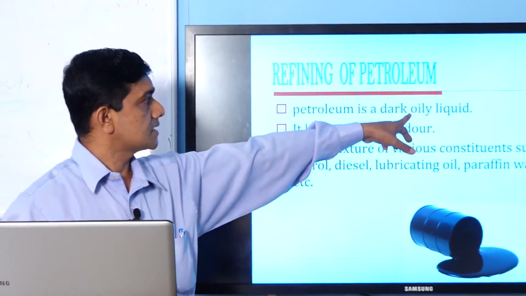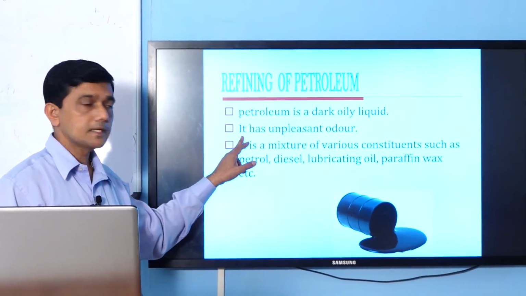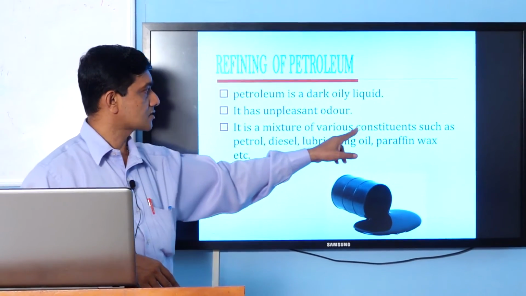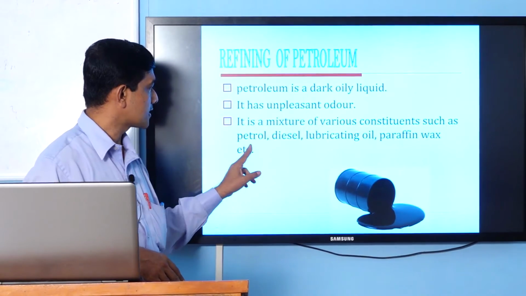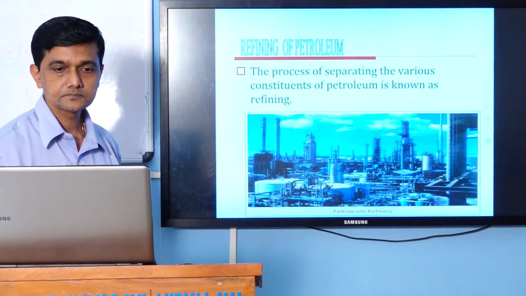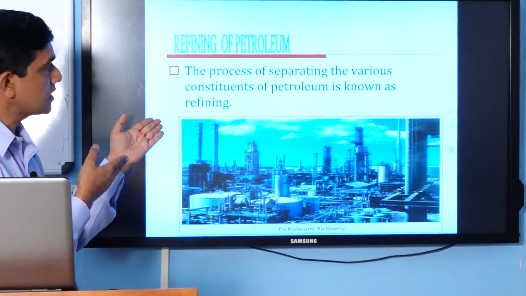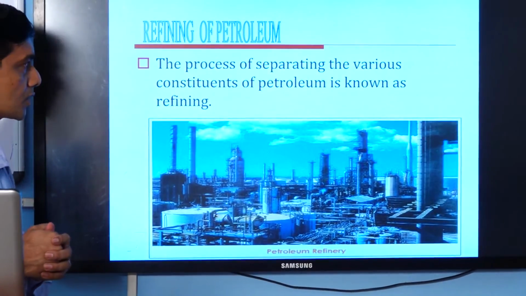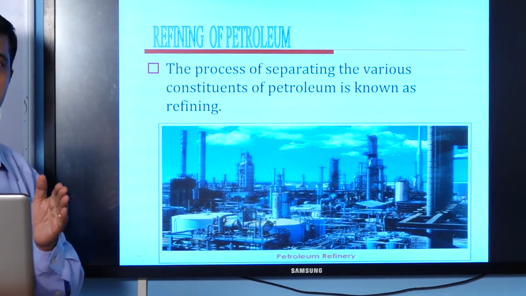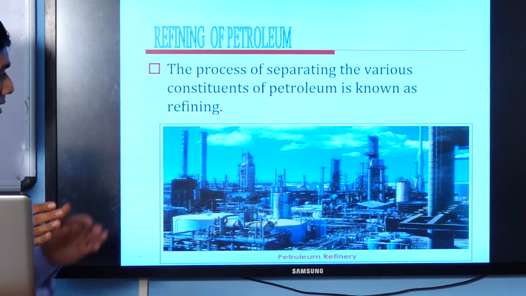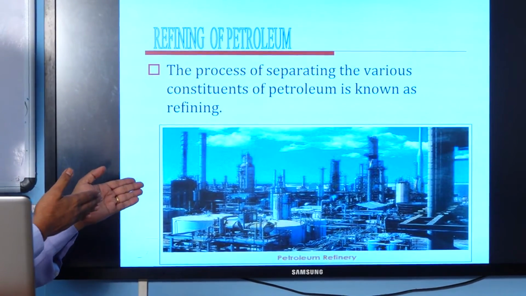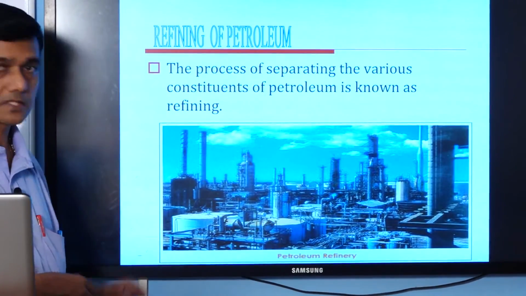So, petroleum is a dark oily liquid, it has an unpleasant odor, it is a mixture of various constituents such as petrol, diesel, lubricating oil, paraffin wax, etc. The process that we call refining of petroleum is a process of separating the various constituents of petroleum. It is known as petroleum refining. You can see how the petroleum refinery looks in this picture.